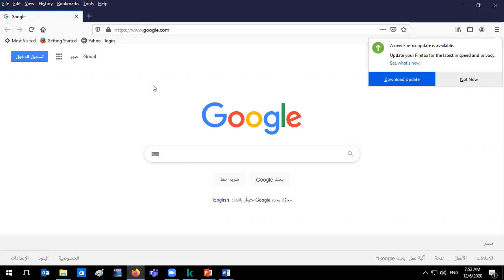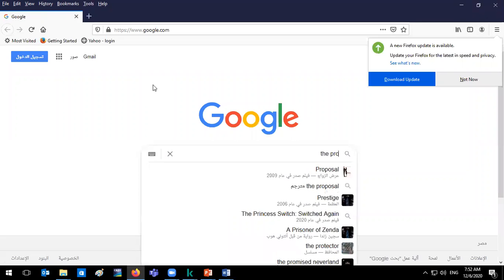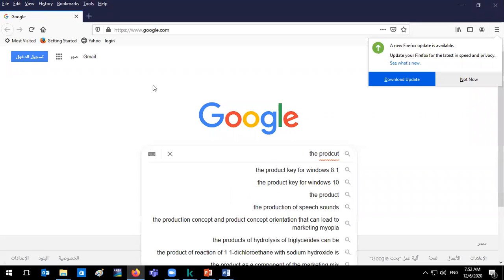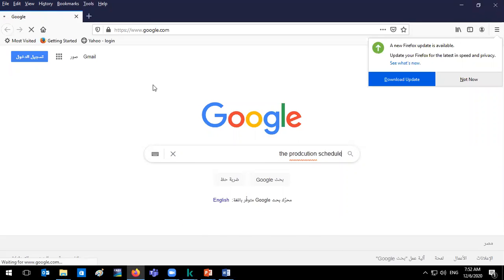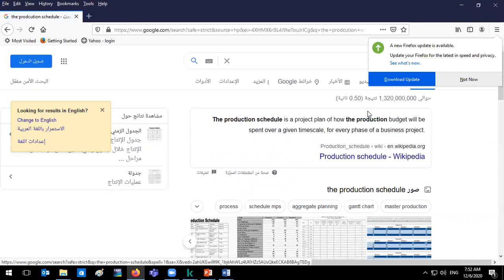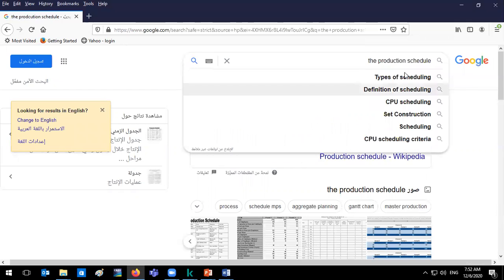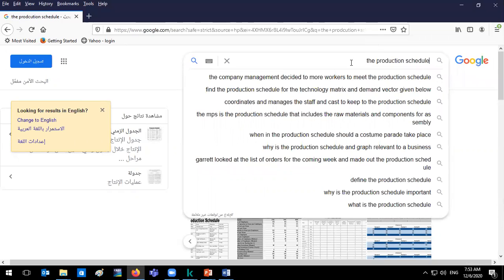So this is just basically how it is. I'm going to get you an image of the production schedule, if you can find that image online for that figure.